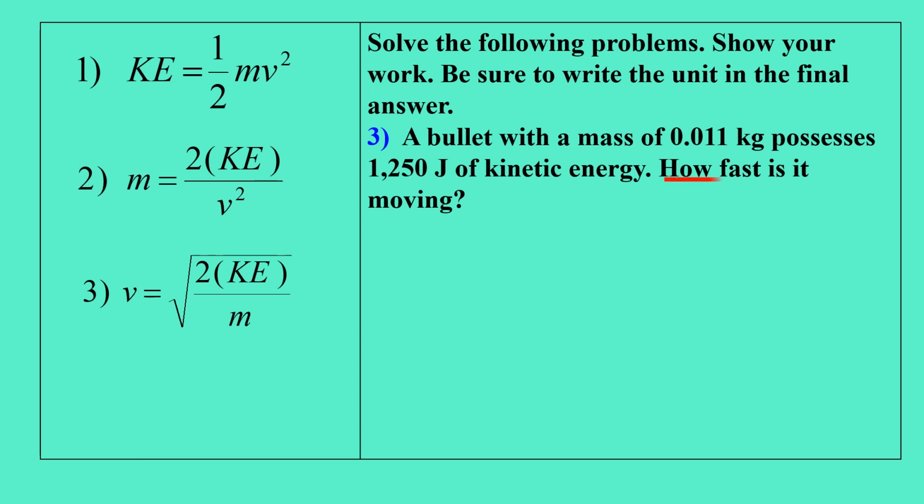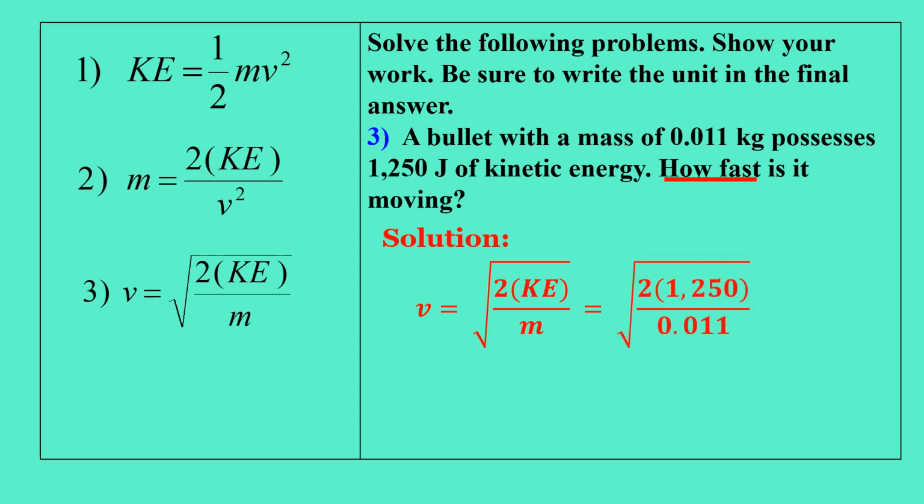Number 3. A bullet with a mass of 0.011 kilogram possesses 1,250 joules of kinetic energy. How fast is it moving? When you say how fast, we are required to find the speed. So, using formula number 3, we have v is equal to the square root of 2 times KE over m. Substituting the values and simplifying, we get 476.73 meters per second.